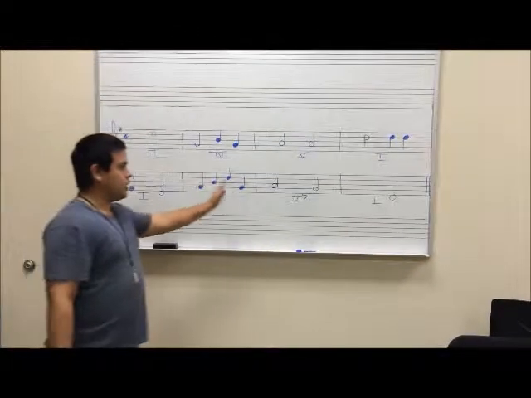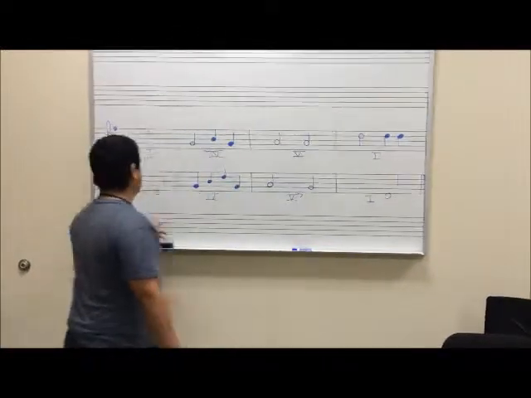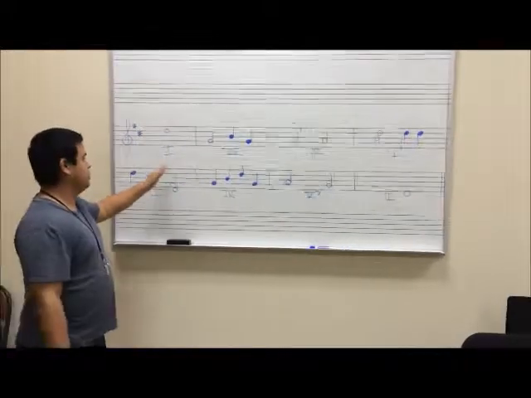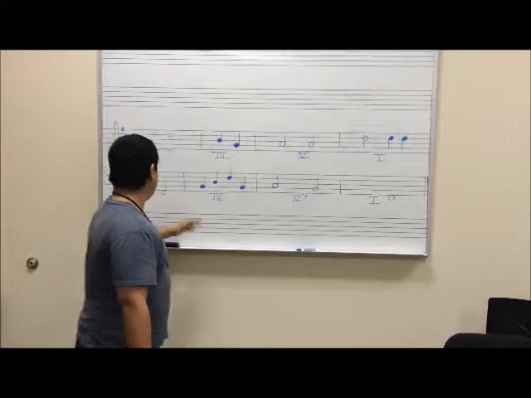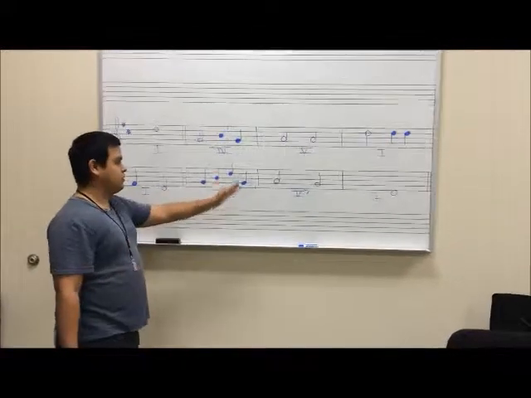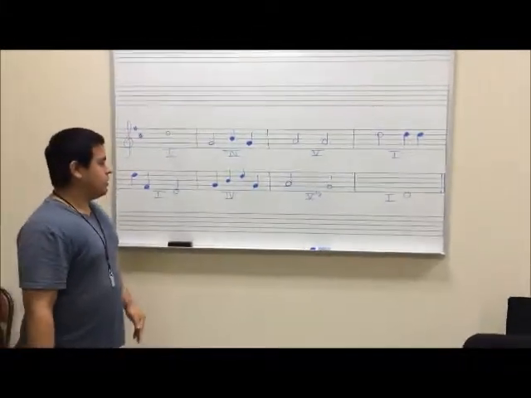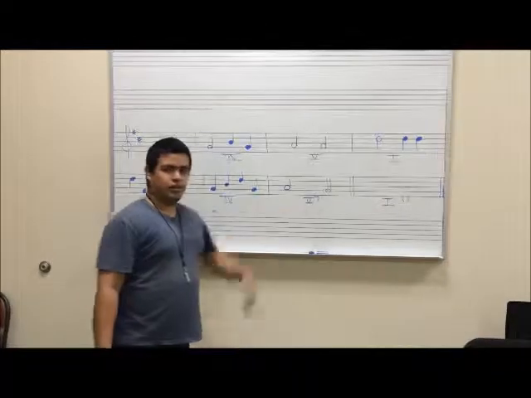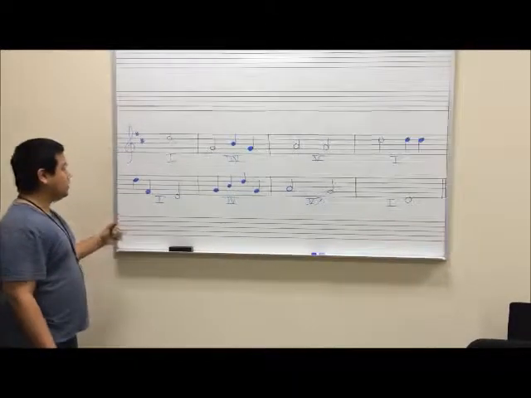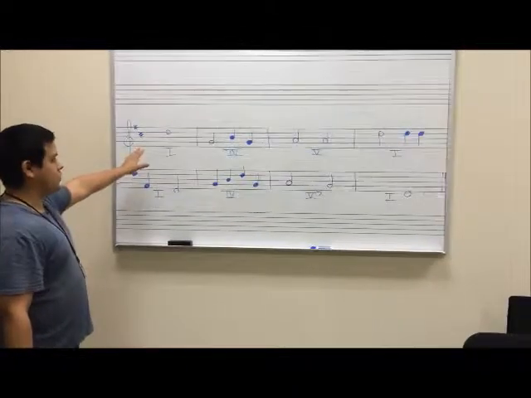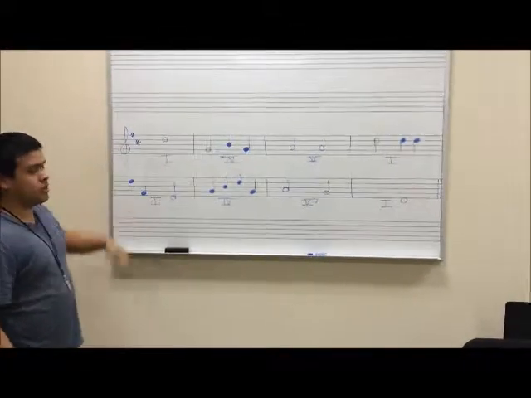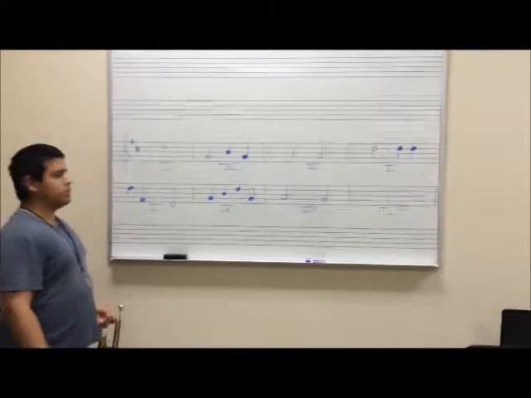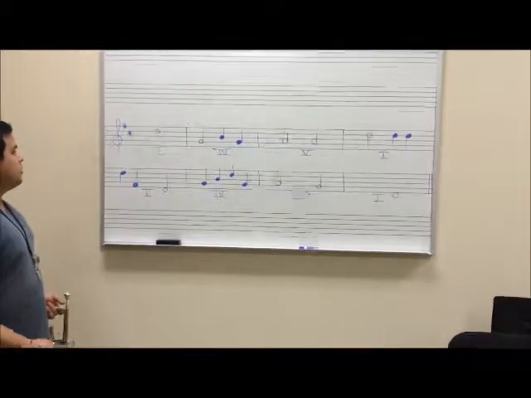Again, we have the same 8 measures, and we're gonna do a simple harmonic progression: 1, 4, 1, 5, 1, 1, 4, 5, 1. There's a 5 7 right here, but you don't have to worry about that. And again, simplified melody. And we're gonna count it first. So just tap your foot with me.